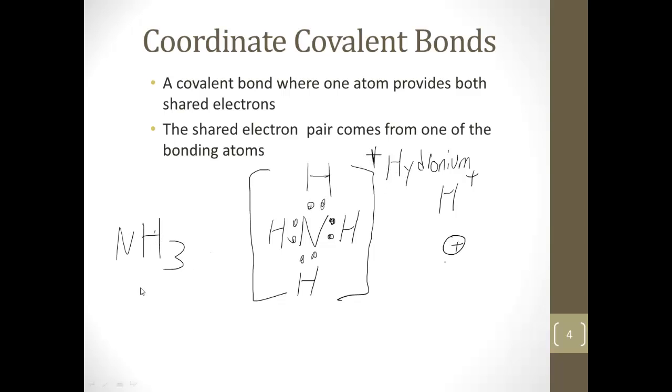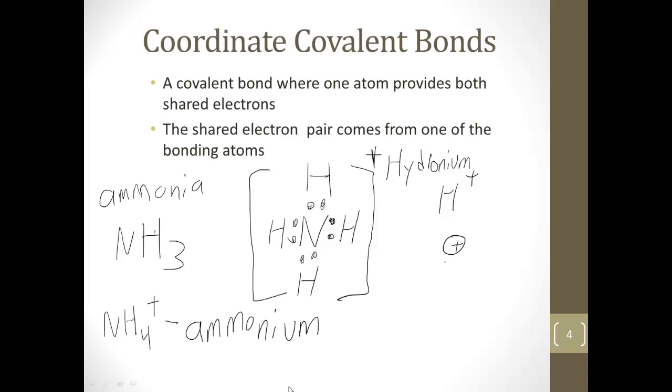So where NH3 was ammonia, now we have NH4 plus, which is ammonium. You don't have to memorize it. It's on the reference table. And when we look at naming polyatomic ions in a couple of chapters, we'll go a little more into that. All right, so this is what's called a coordinate covalent bond, where a pair of electrons is completely provided by one atom, but shared by both.